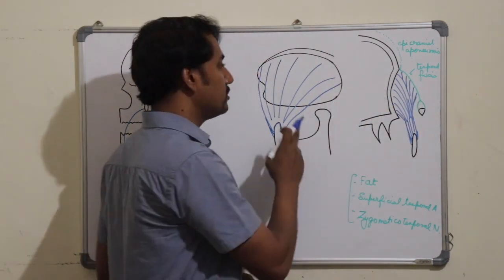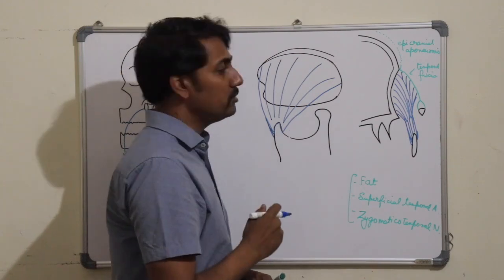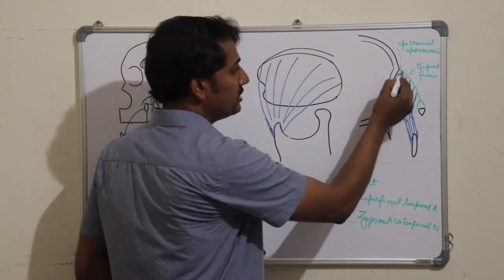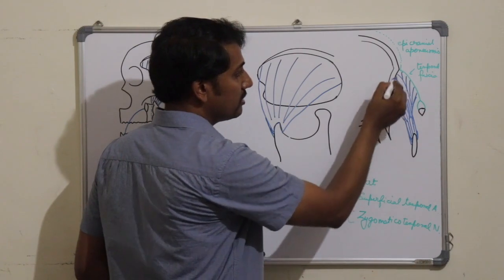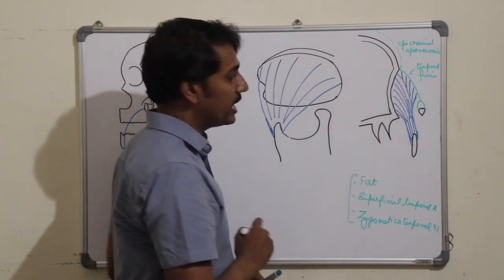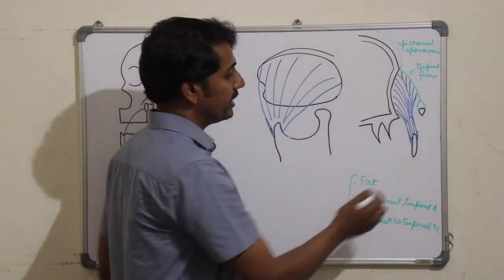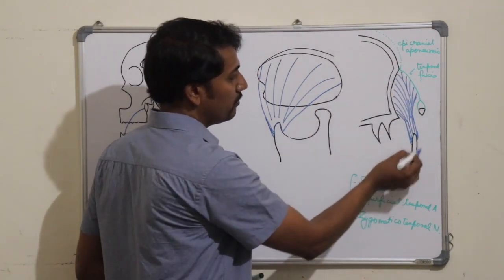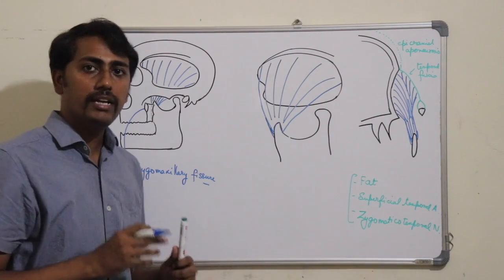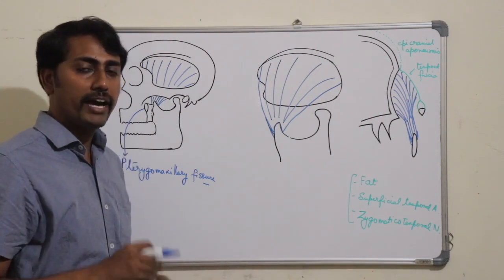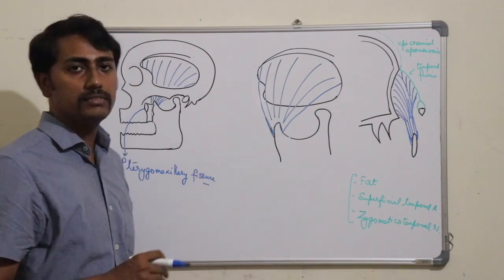So the temporalis muscle takes origin from two areas, that is the temporal fossa above the zygomatic arch as well as the temporal fascia, to get attached to the coronoid process. Now let us have a look at the action of this temporalis muscle.